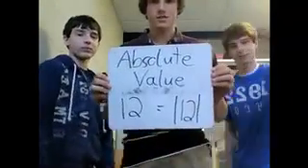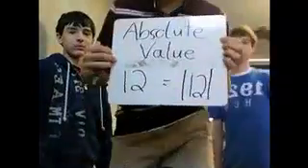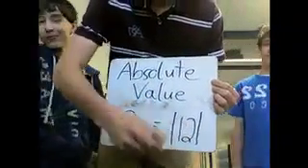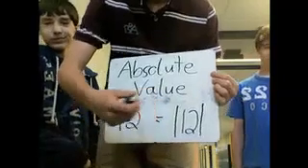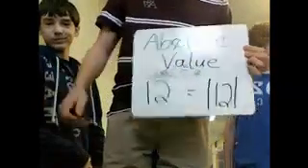Alright, absolute value is its distance from 0. As you can see over here, I have a 12 with the absolute value marks, which equals 12, because all you have to do is really take the marks out. And I could add a negative.